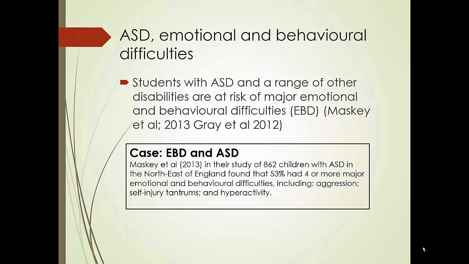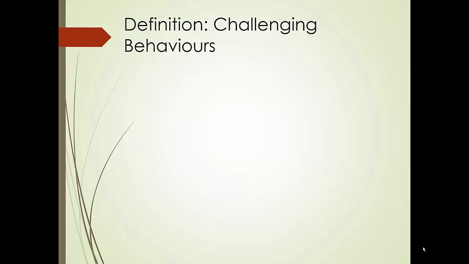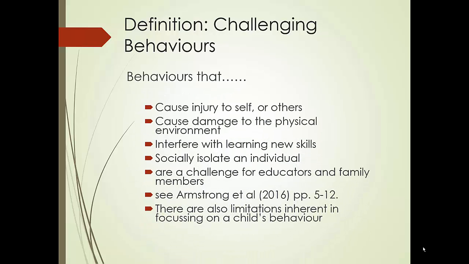So children with autism are often severely affected by behavioural difficulties, and students with disabilities of all kinds are often at increased risk of quite severe difficulties with their behaviour. So thinking about how this is registered in educational settings, we might mention, for example, challenging behaviour. Armstrong et al. talk about this in the introduction to their book, where it might be defined as causing injury to self or to others, damage to the environment.